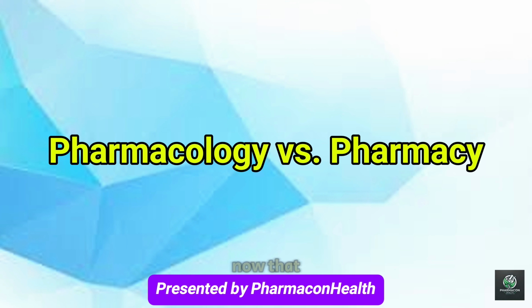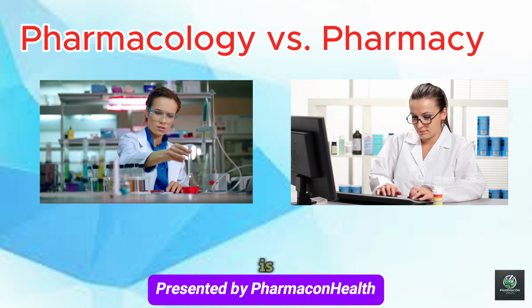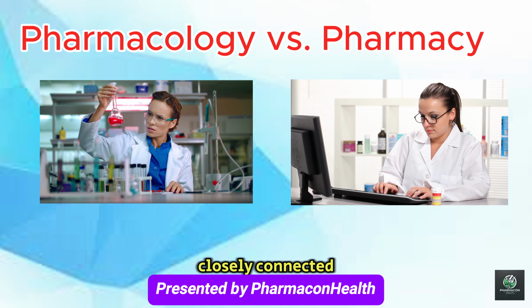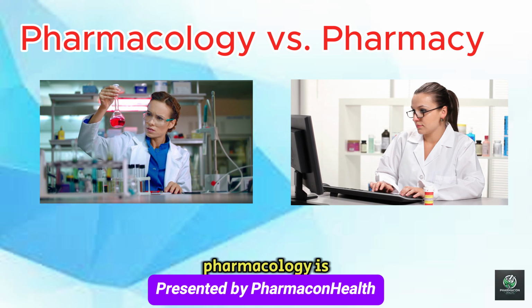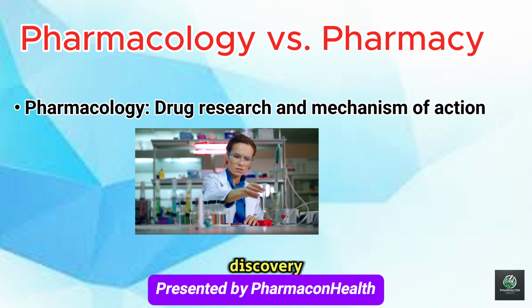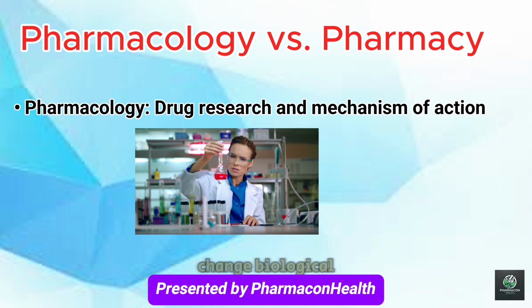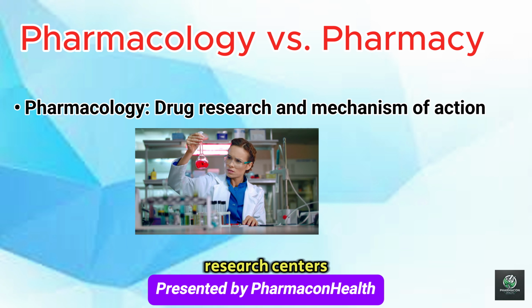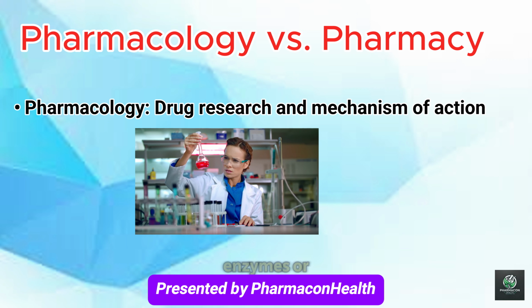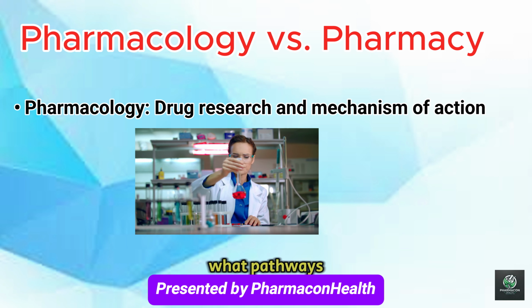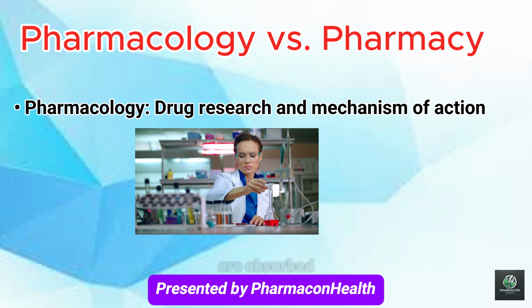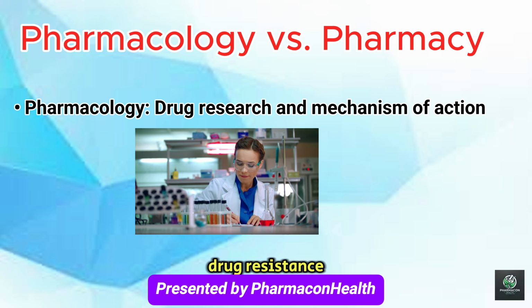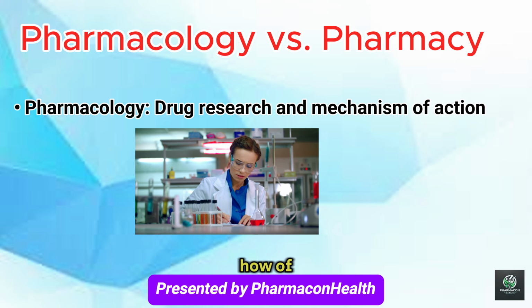Pharmacology versus pharmacy. Now that we understand what pharmacology is, it is important to see how it is different from pharmacy. These two fields are closely connected, but have different roles. Pharmacology is a science focused on research and discovery. It studies how drugs affect the body and change biological functions. Pharmacologists work in labs, universities, and research centers. They study how drugs bind to receptors, enzymes, or ion channels, what pathways are activated or blocked, how drugs are absorbed, distributed, broken down, and removed, and what causes side effects or drug resistance. Pharmacology answers the what, why, and how of drug actions.